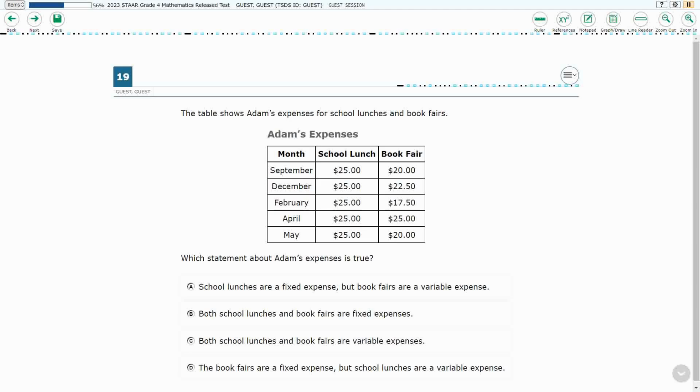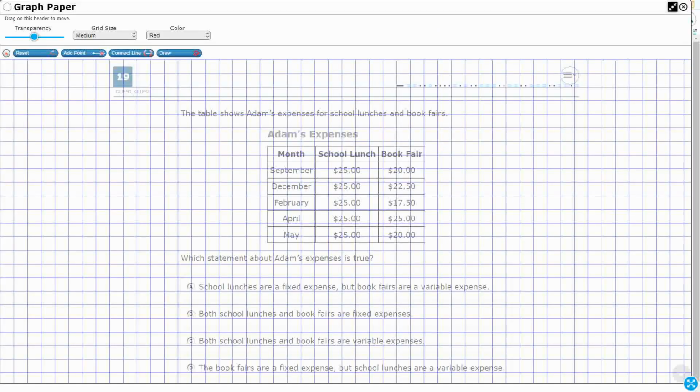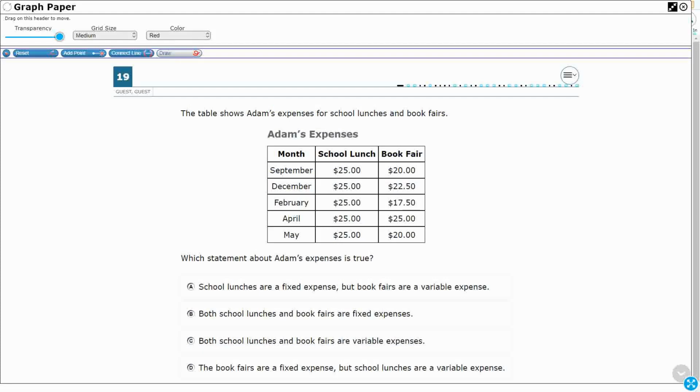All right, so we have a table here showing Adam's expenses for school lunches and book fairs. Well, he's getting a lot of stuff at book fairs. And how often are they getting book fairs at their school? It's interesting. All right. So we need to find a statement that is true about Adam's expenses.